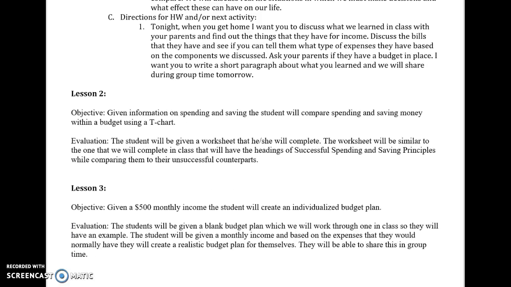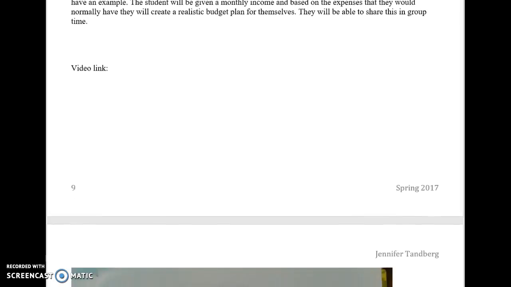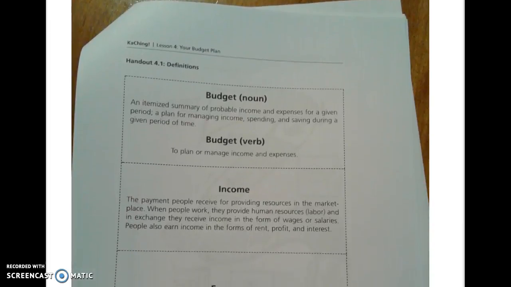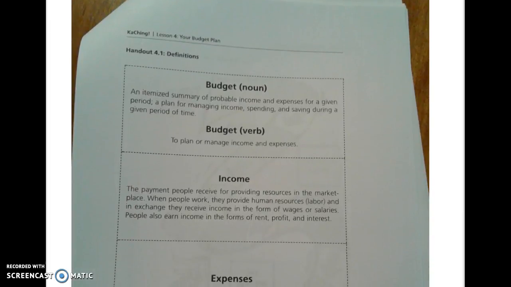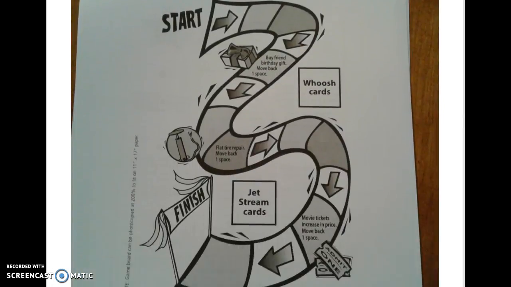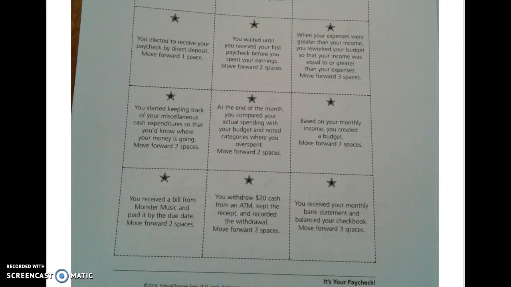And then we have lesson 2 and lesson 3. You can see I have the objective and the evaluation there for both of those. And then I do have pictures of the things that we're going to be using. So there's the KWHL chart. And then here's the terms that we're going to use that I'll pass out. And then here's the game board and the pieces for the game.